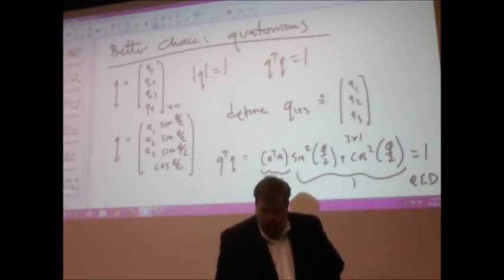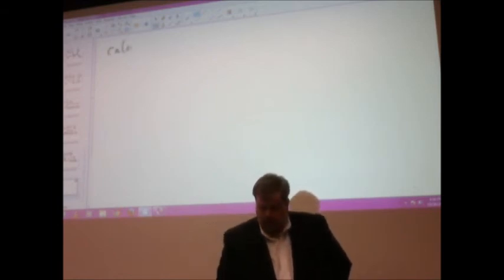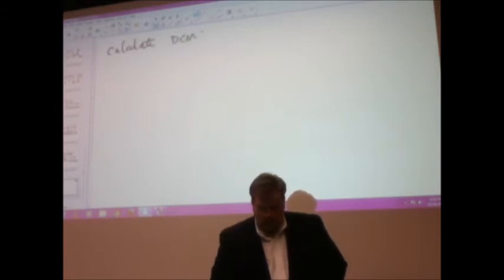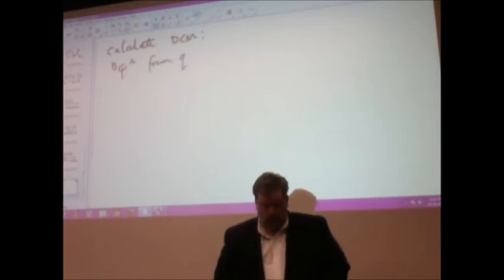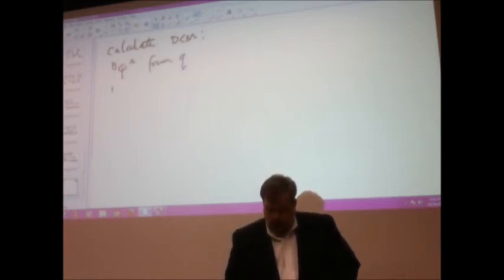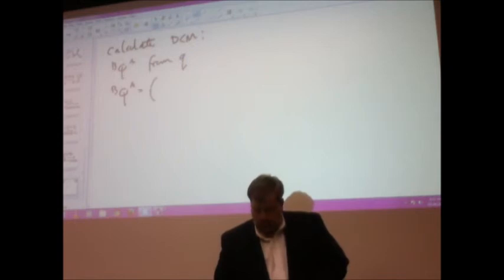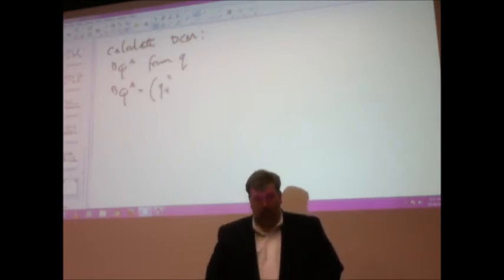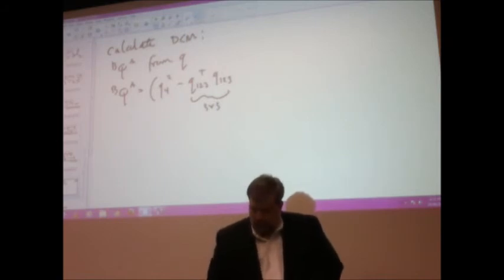Let's look at how these could be used for some benefit. We could calculate the direction cosine matrix, C, from q. We have lots of options. Here's one. We could use the version of Euler's formula adapted to the quaternion. It looks like this: q4 squared times q1,2,3 transpose q1,2,3. Again, that's a 3 by 3 matrix. That's right. No, it's not at all. It's a scalar.